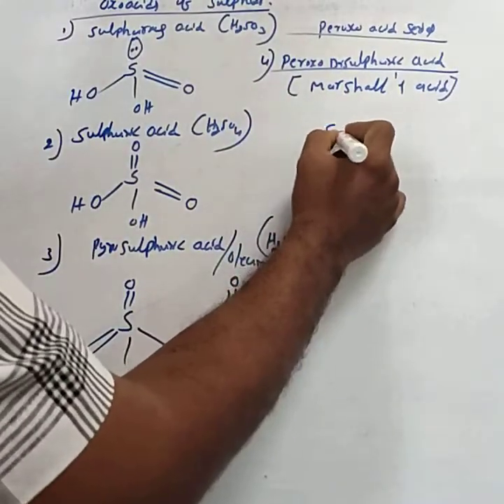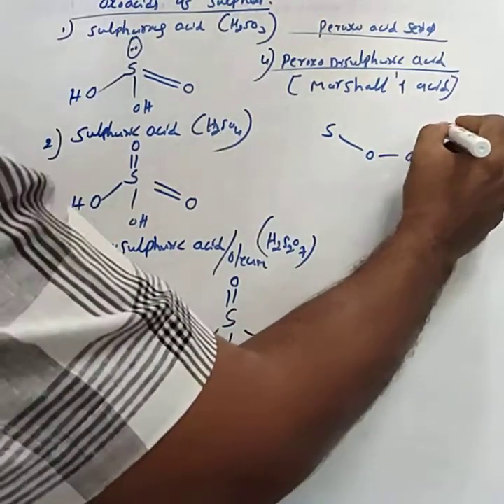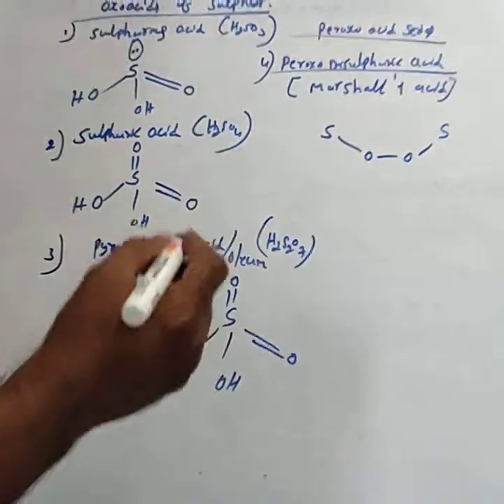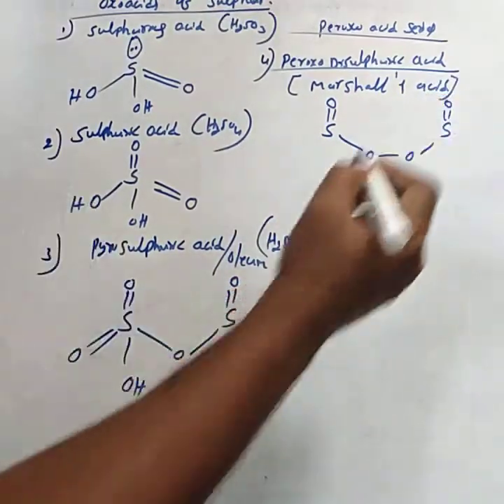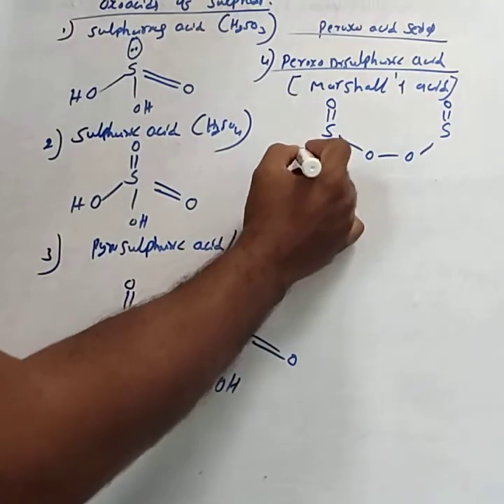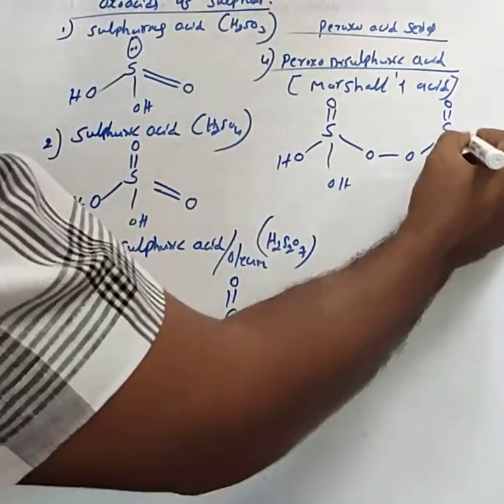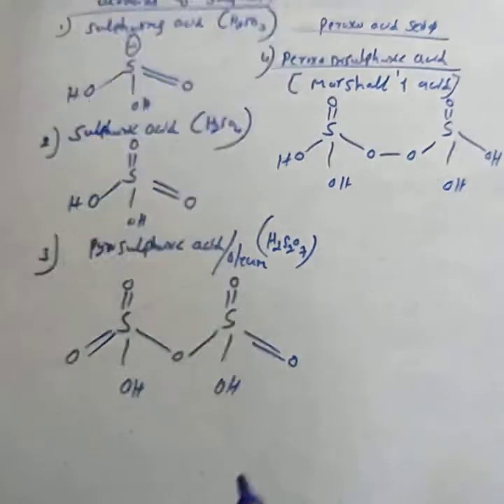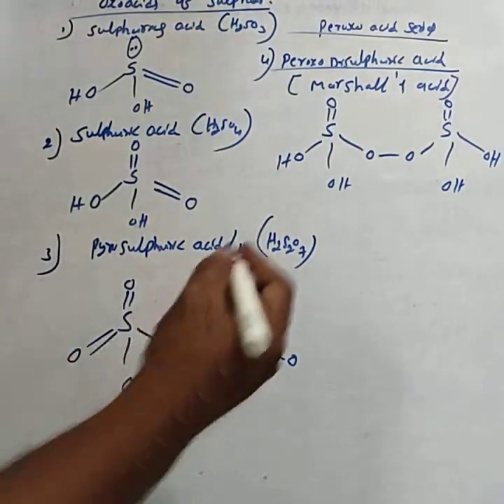For the formula, you have to write the peroxy linkage, S-O-O-S. This is a peroxy linkage. Here this sulfur contains double bond O, then OH. Tetrahedrally, they have two OH bonds to each sulfur atom. This is the Marshall's acid structure, that is peroxo disulfuric acid.